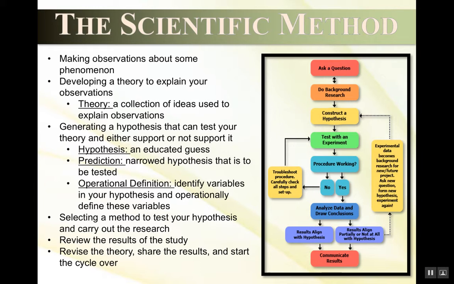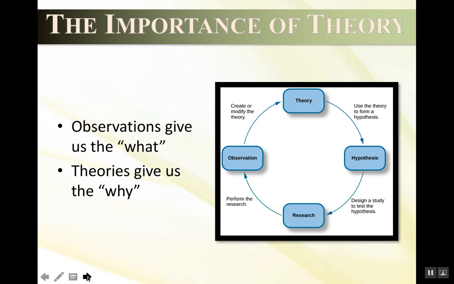Because the scientific method is really to understand what will happen, or why does this happen, or how does it happen. And we have to construct these things to understand, but we have to ask a question, do research, come up with a hypothesis, an educated guess, so that we can test it to see if we can develop a theory or an understanding. So the importance of theory.